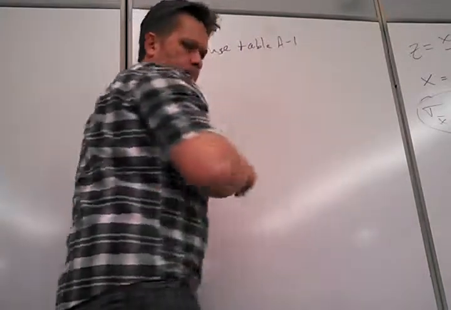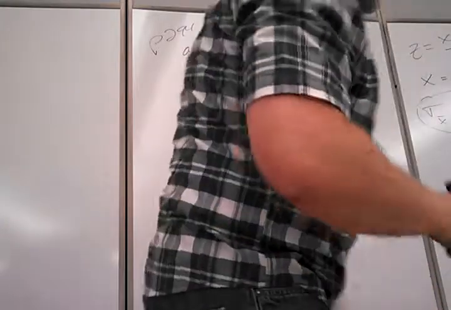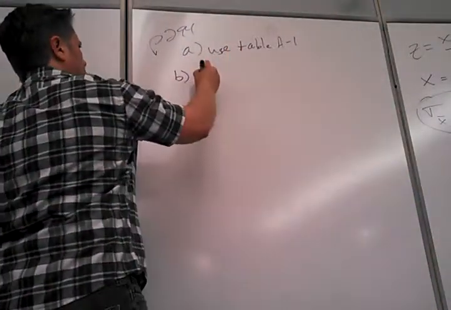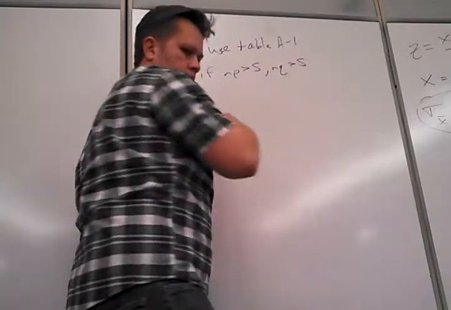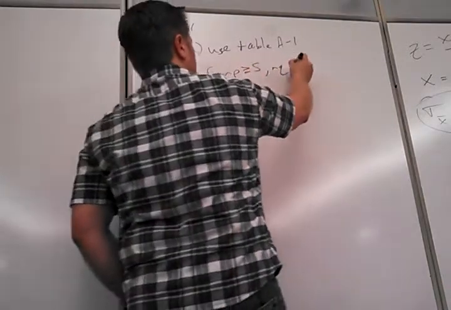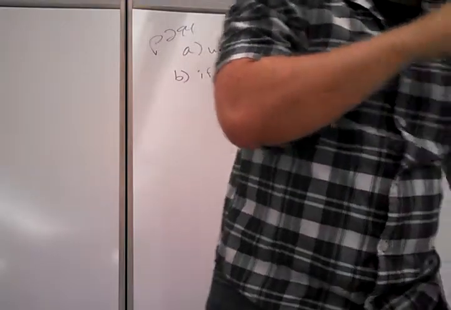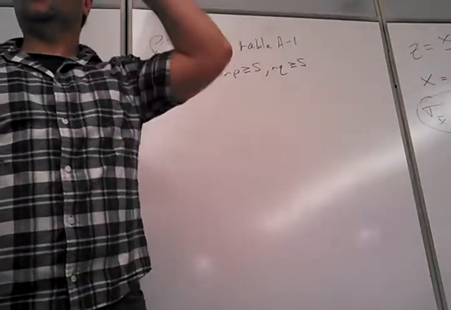In Appendix A, part B says if NP and NQ, and actually this book has equal to. It depends on which book you use. Why is this step here important? What would this tell me? If NP and NQ are both at least 5, what would that tell me?